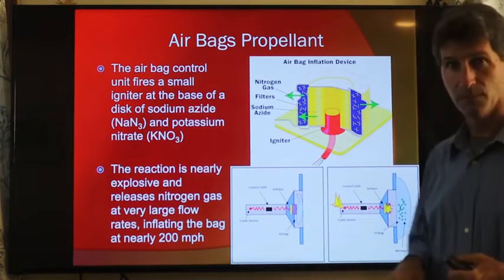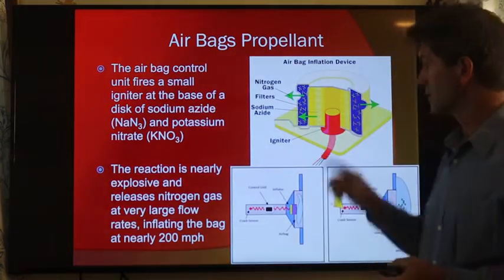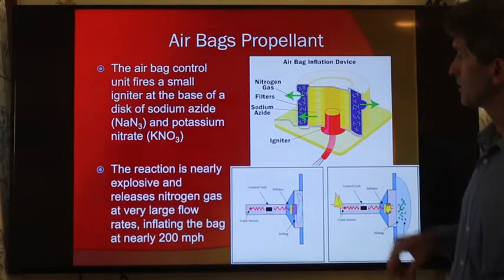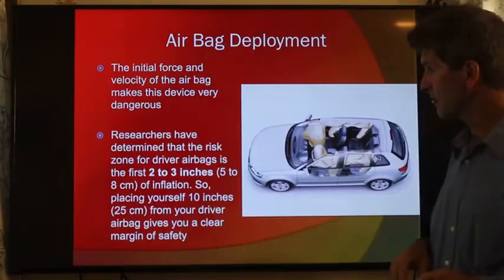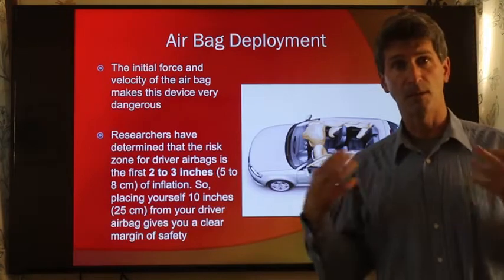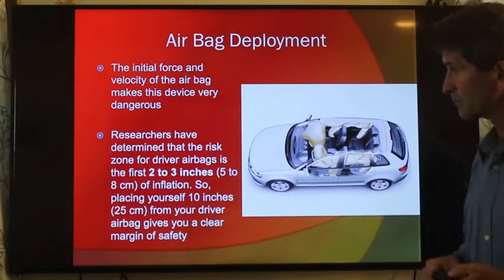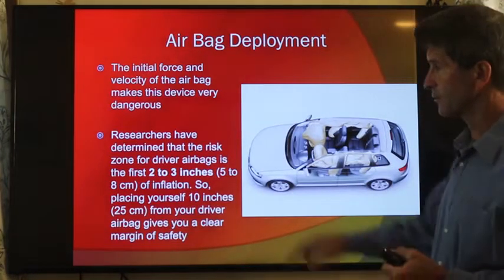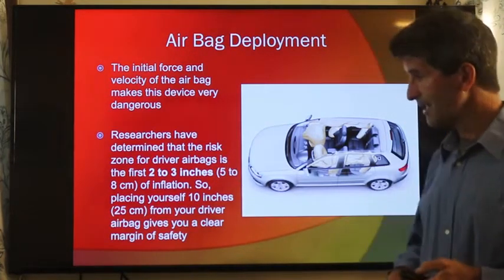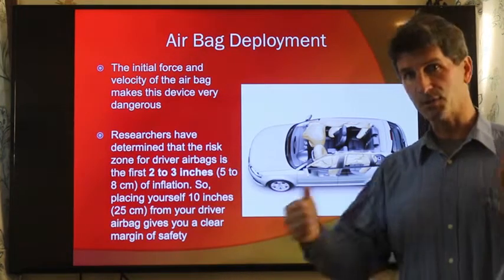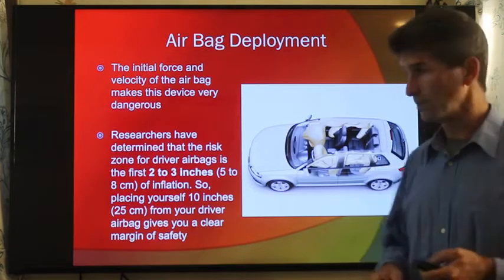Each airbag has these little propellant discs. They have an igniter where an electronic sensor from the computer, the control unit, instantly starts a reaction. The sodium azide breaks down and becomes nitrogen gas. The nitrogen gas inflates the bag, and wherever you have an airbag deployed, you've got one of these little chemical inflators there. Now, researchers have determined that the risk zone for drivers' airbags is the first 2 to 3 inches. So you want to be at least 10 inches from your airbags. Set your seat so you're never closer than 10 inches from any type of airbag that can deploy.